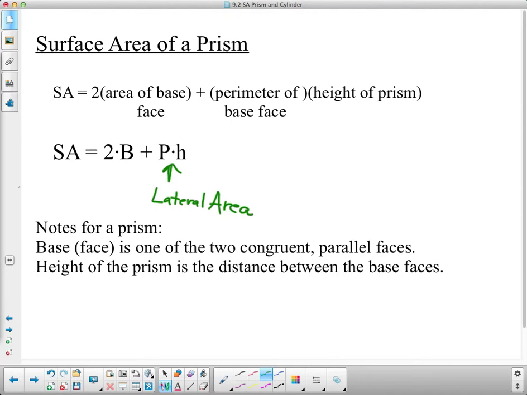So just make sure you understand my notes. The base face is one of the 2 congruent parallel faces. The height of the prism is the distance between the base faces. So if it's a triangular prism, how far is it from one triangle to the other? That's your height to use in the formula. So we're going to practice that formula on a few different pictures.